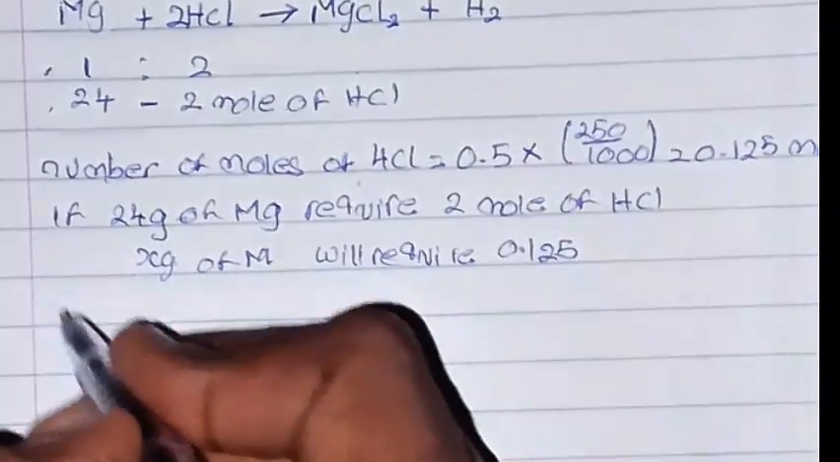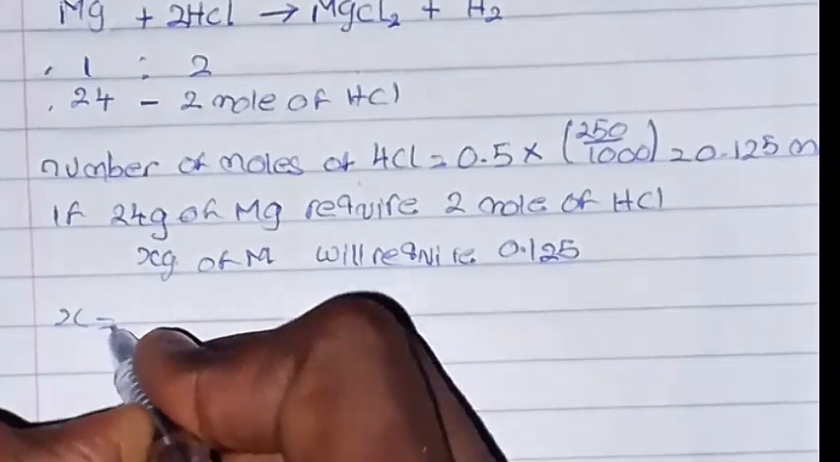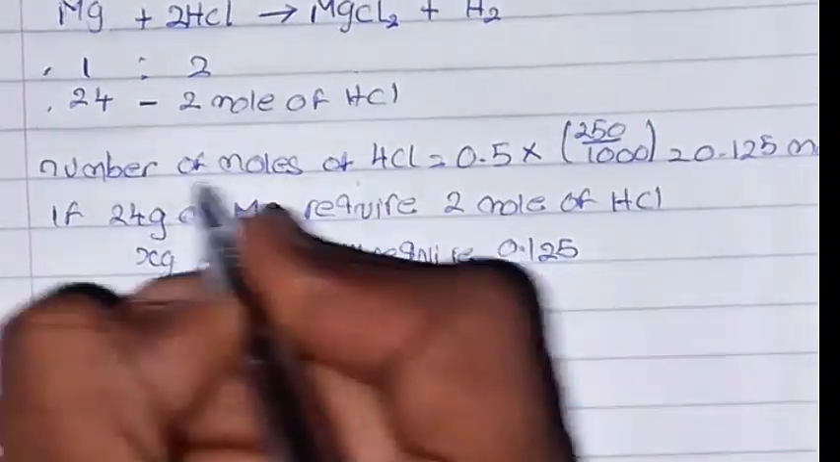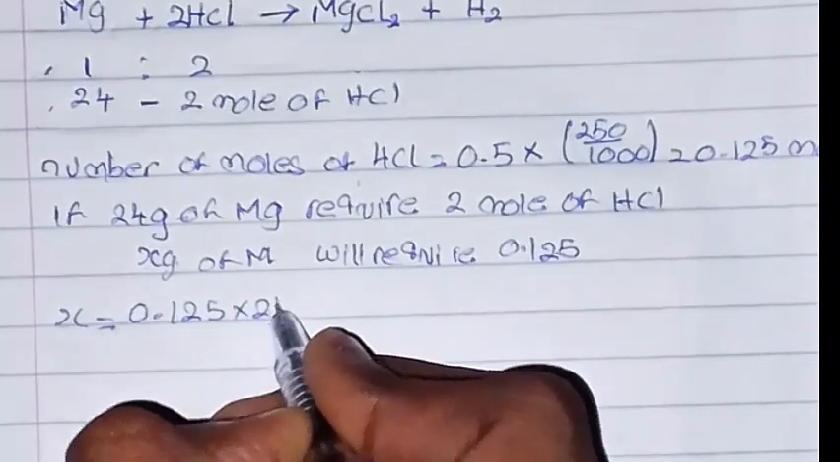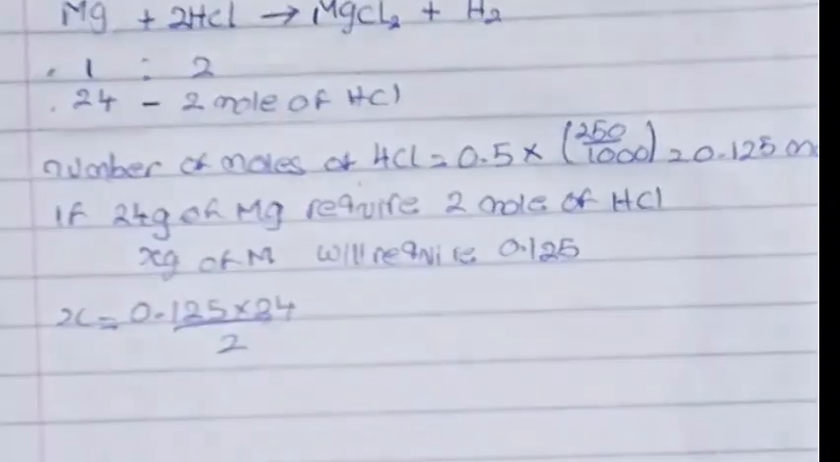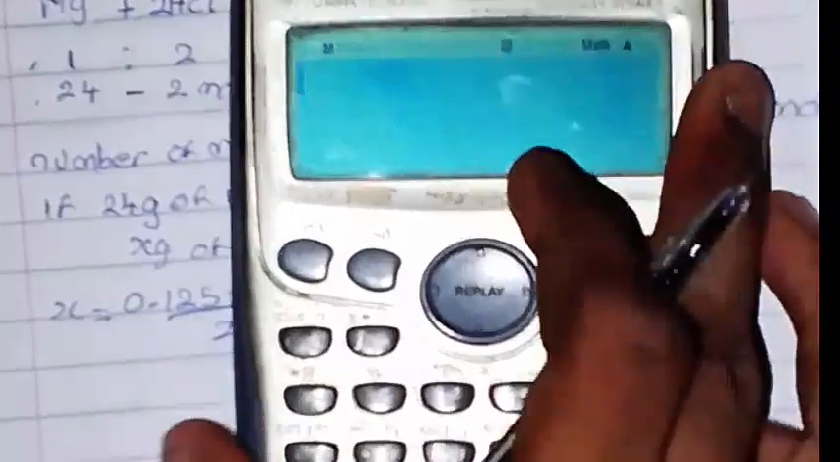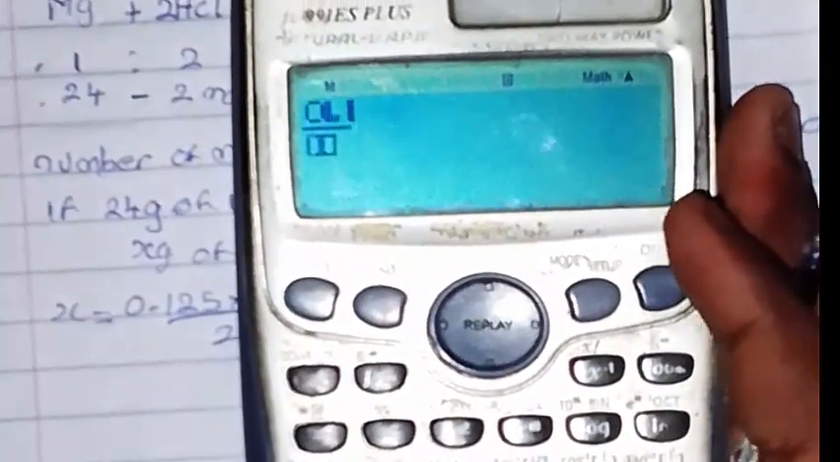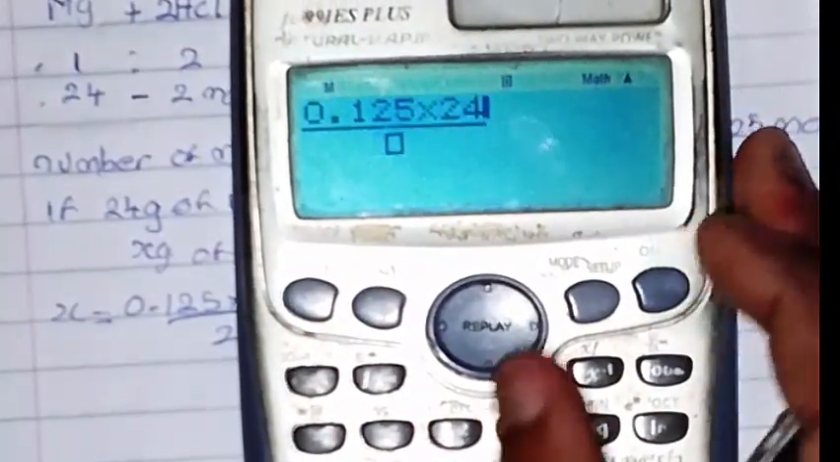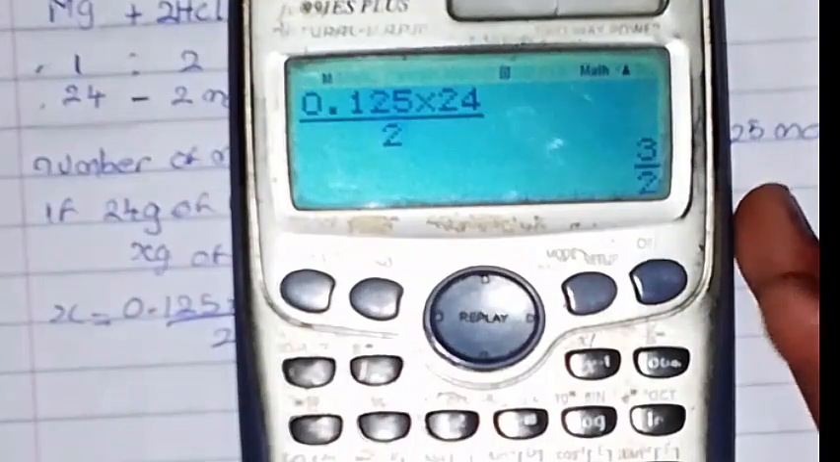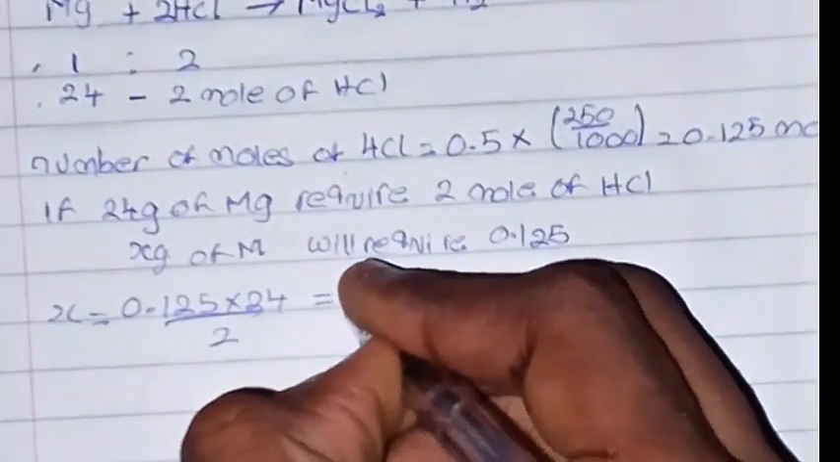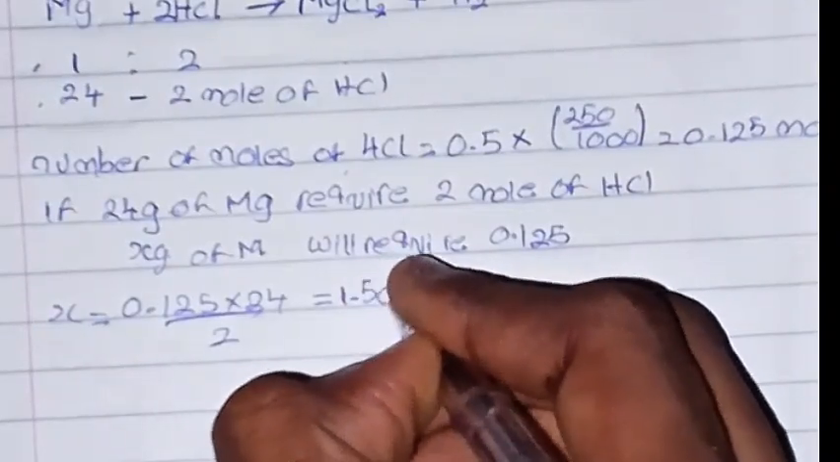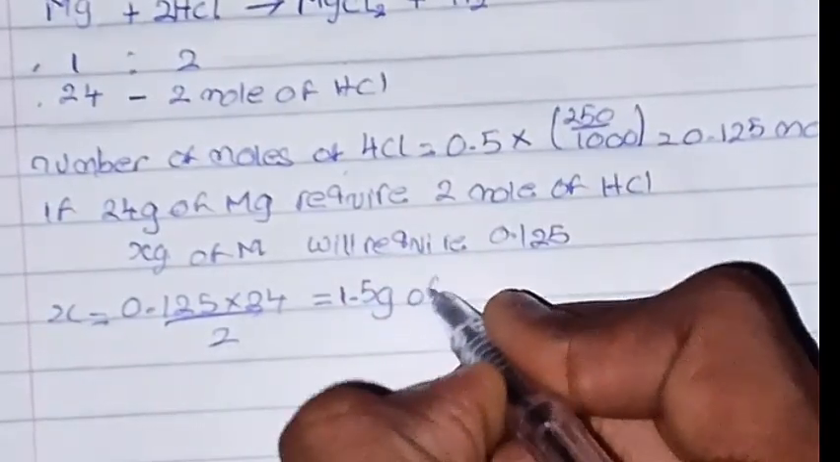0.125. So all we just have to do is cross multiply. X will be equivalent to 0.125 times 24, then we divide all through by 2. So if I compute this, 0.125 times 24, then we divide this by 2, that's 1.5. Remember that this is in mass, right? That's 1.5 grams, short and easy. 1.5 gram of Mg. So the correct answer is option B.